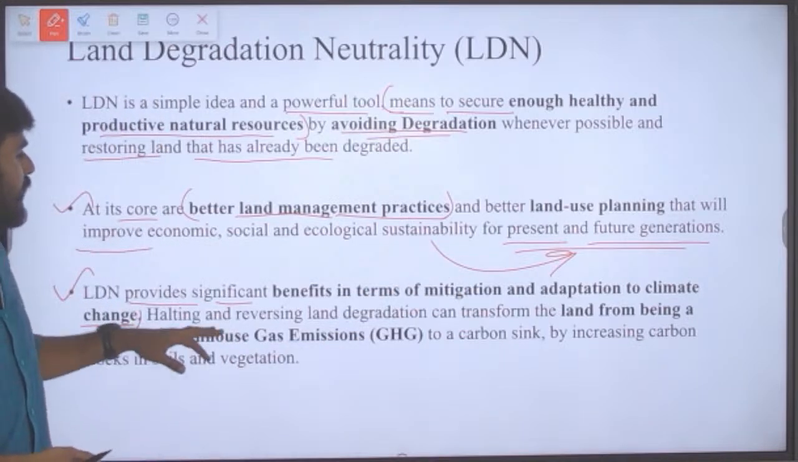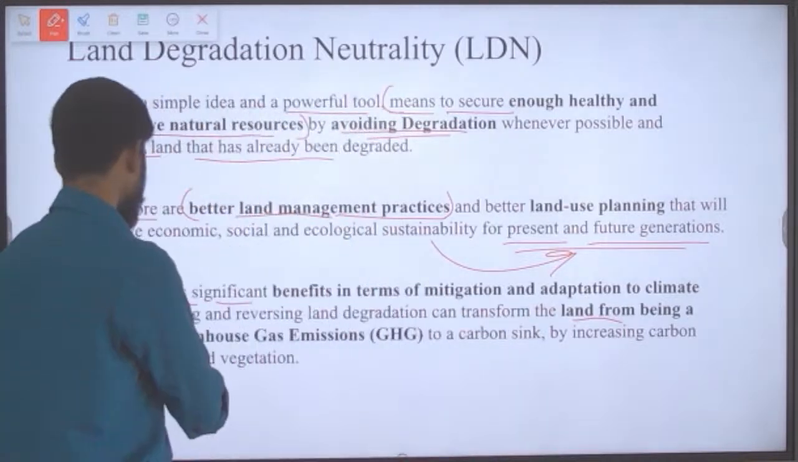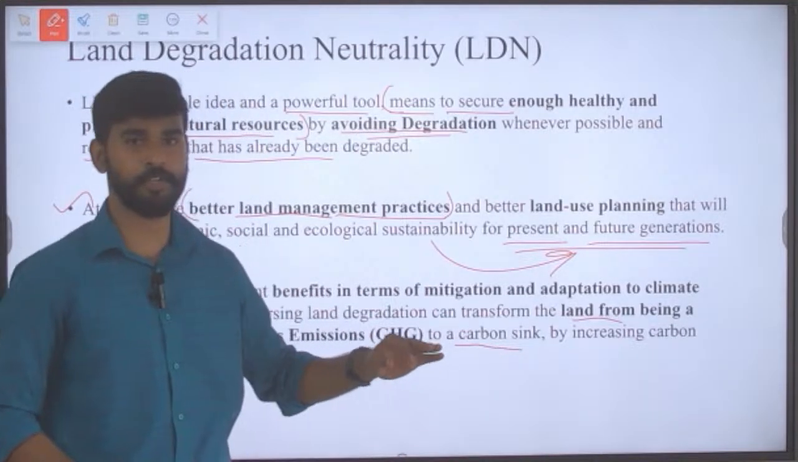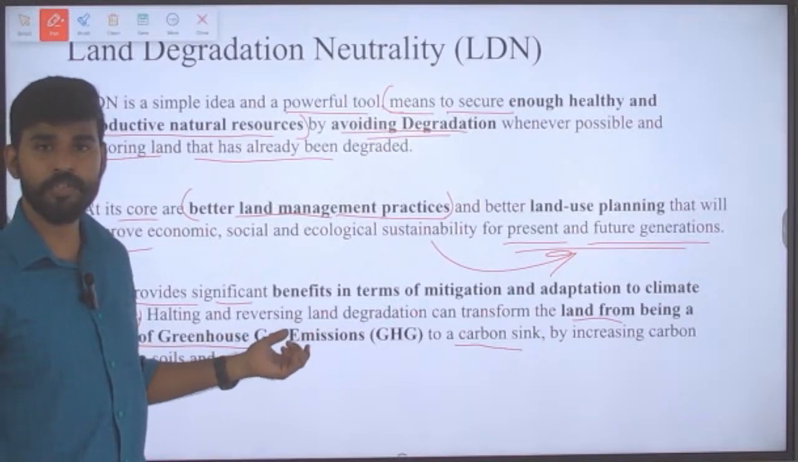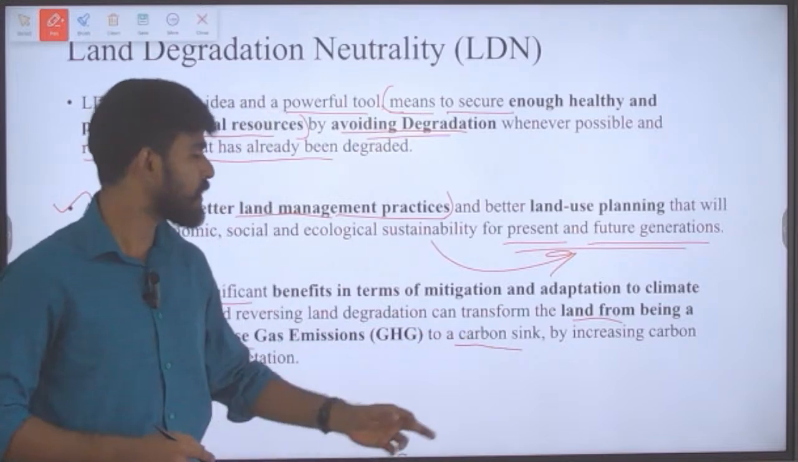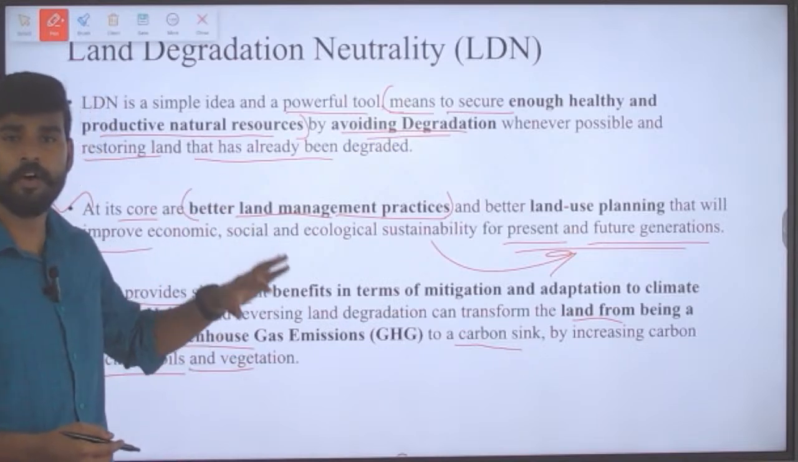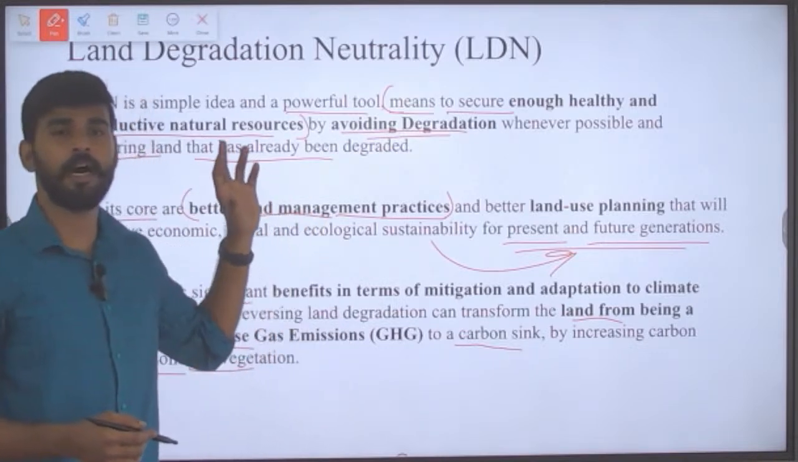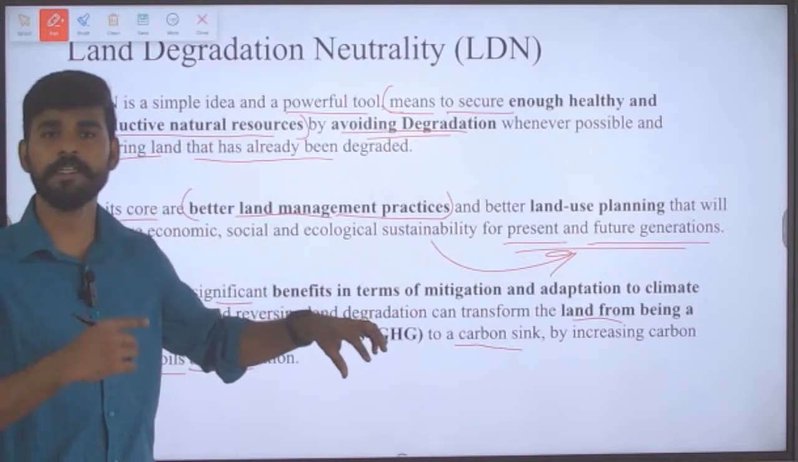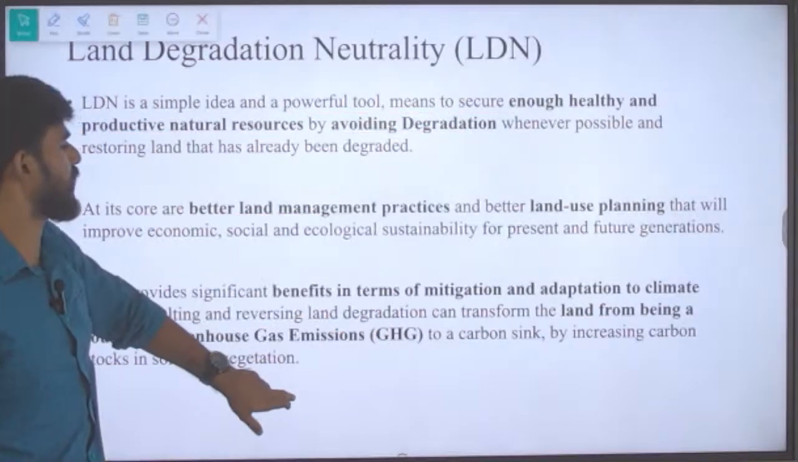Halting and reversing land degradation can transform the land from being a source of greenhouse gas emission to a carbon sink. This is very important. So a land which is a source of greenhouse gas emission will now be converted into a carbon sink, and this is done by increasing the carbon stocks in the soil and vegetation. These are all the efforts that we need to take to achieve land degradation neutrality, and this is how land degradation neutrality is linked to climate change. So all these details we need to understand concept-wise.